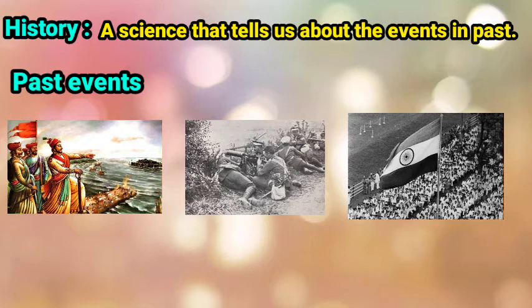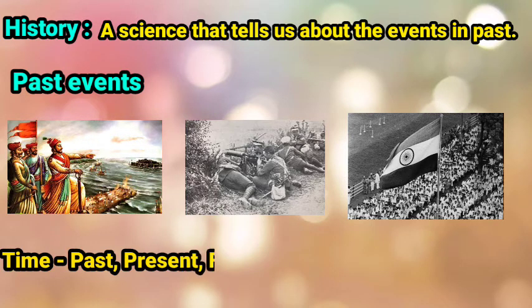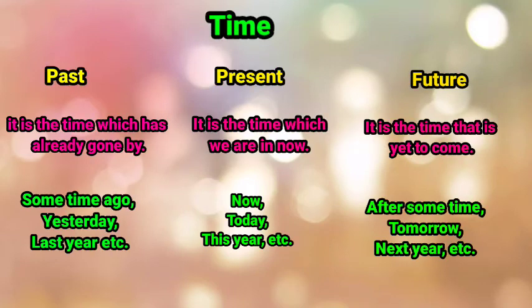Students, for our convenience in understanding the sequence of events, we can divide time into past, present and future. This division helps us to understand the sequence of events. Let's see this division of time: past, present and future. Number 1, past. It is the time which has already gone by. It includes the events which have already taken place. All this time we include in the past tense.